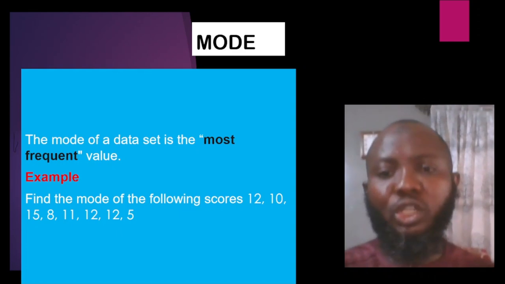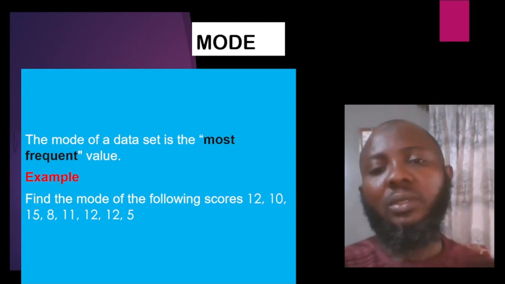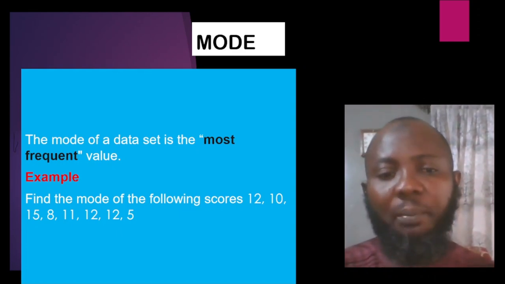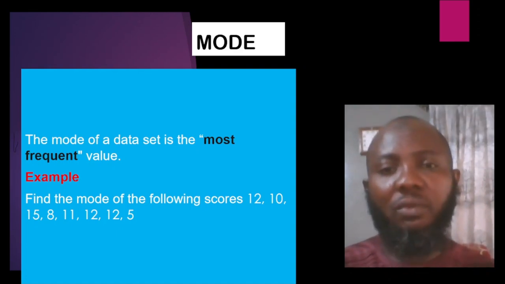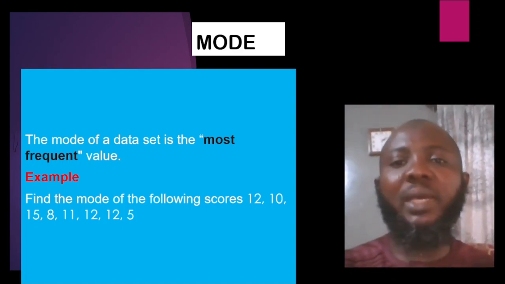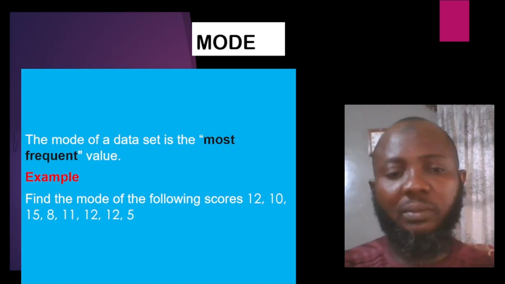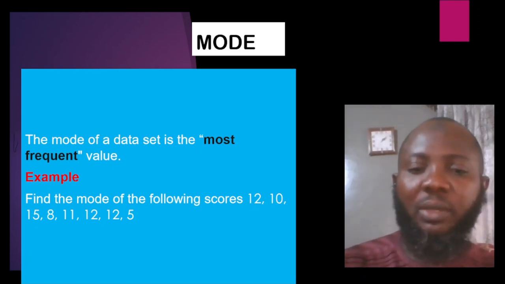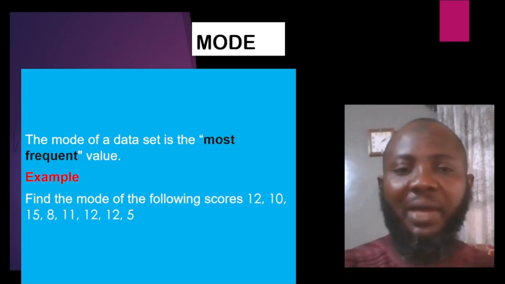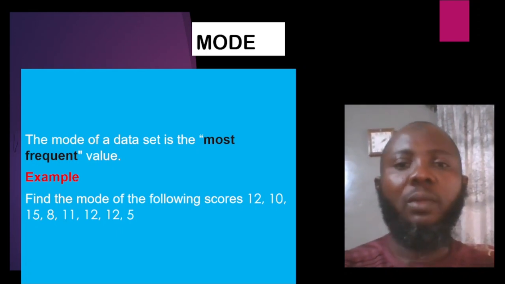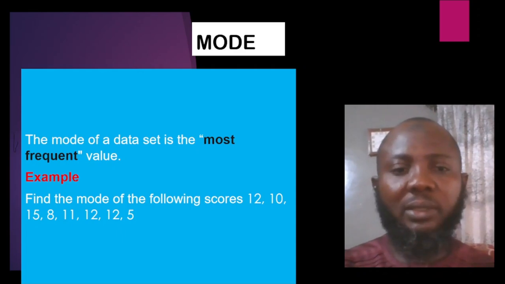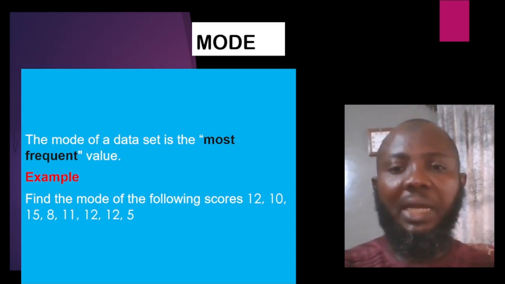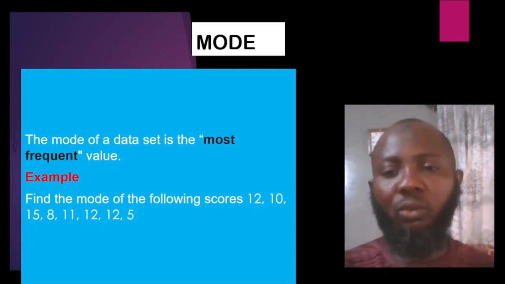So that is, which number appears most. You know, there are some that will appear like 2, 3 times, 4 times. So the one that appears most, that has the highest frequency, is what we refer to as the mode. So in the case of this example, let's say we find the mode of the following scores. We have 12, 13, 15, 18, 11, 12, 12, and 5.